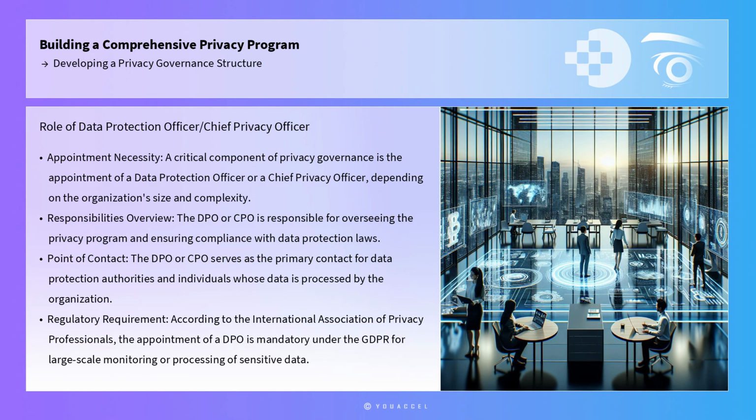A critical component of privacy governance is the appointment of a data protection officer or a chief privacy officer, depending on the organization's size and complexity. The DPO or CPO is responsible for overseeing the privacy program, ensuring compliance with data protection laws, and serving as the primary point of contact for data protection authorities and individuals whose data is processed by the organization. The role requires a deep understanding of data protection principles, regulatory requirements, and the organization's data processing activities.